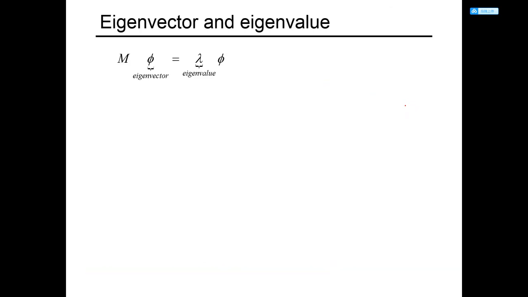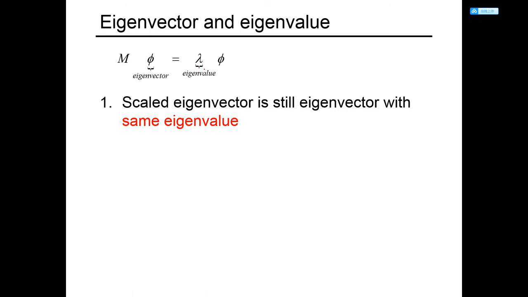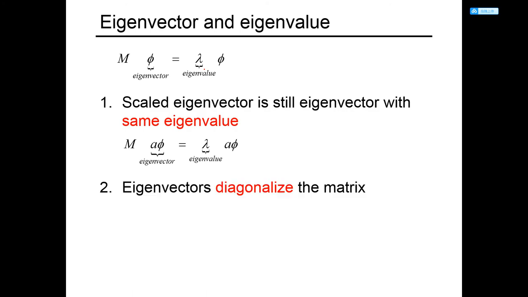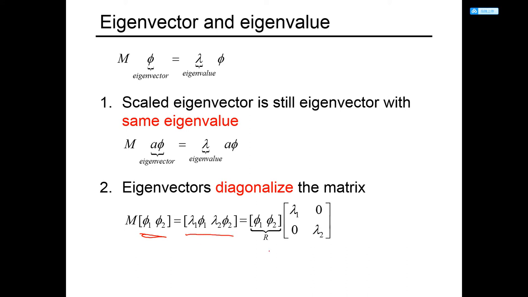And now the linear algebra comes in. Remember what we learned about eigenvectors and eigenvalues in linear algebra. Let's say phi is the eigenvector for M and lambda is the eigenvalue. This is a 2D matrix, right? We only have two eigenvalues and two eigenvectors. So we will basically have these two eigenvectors. If I multiply them, it will equal this, and I can write it in this form.